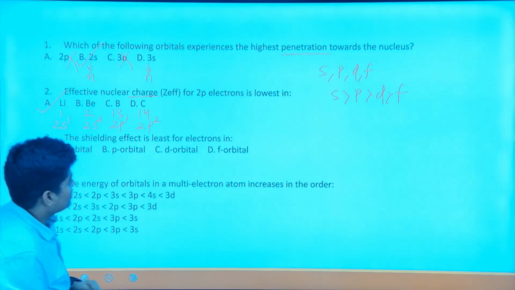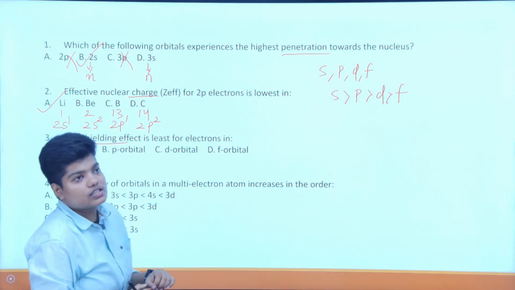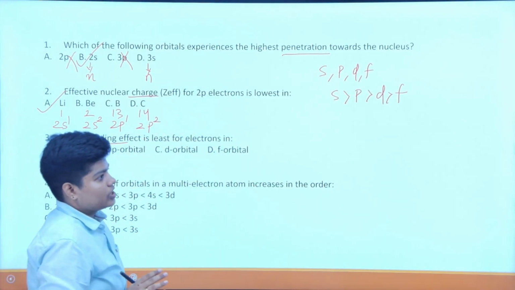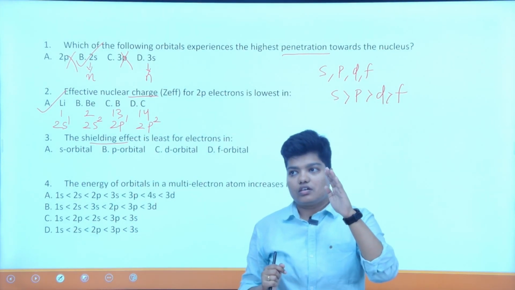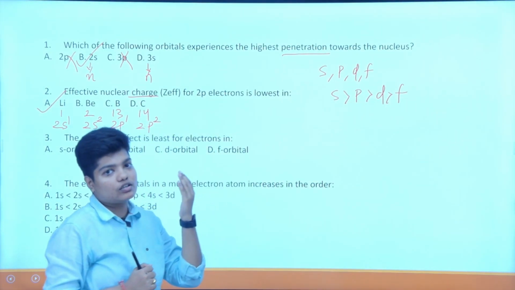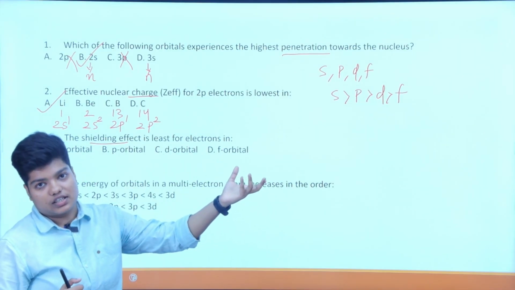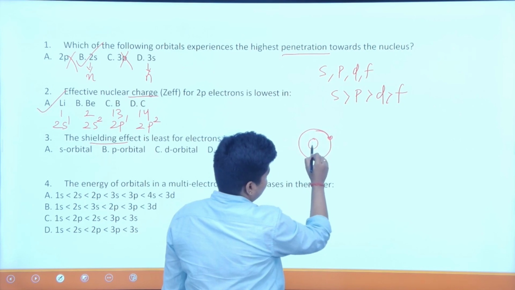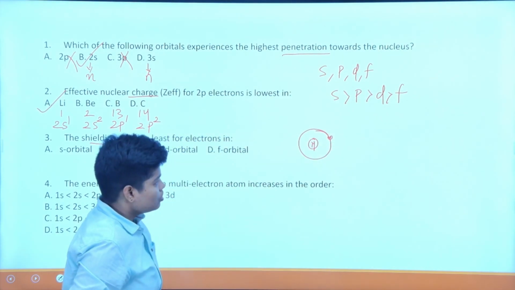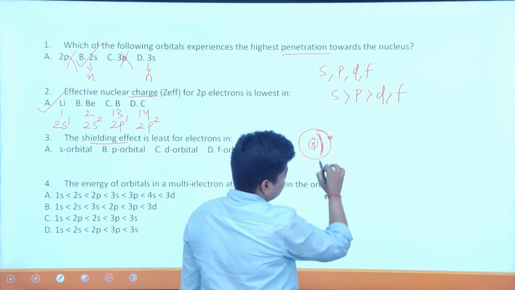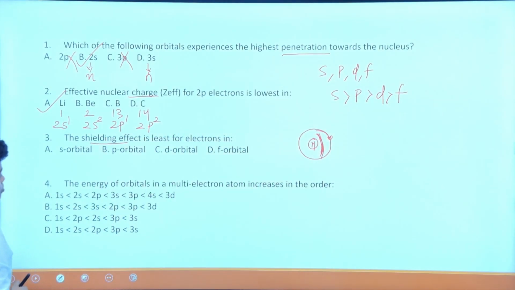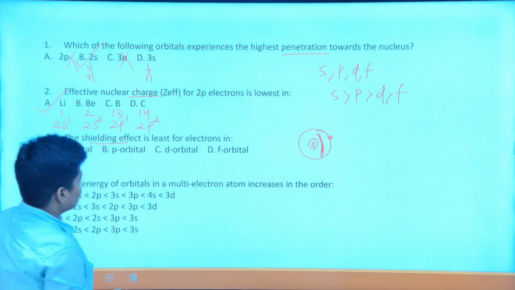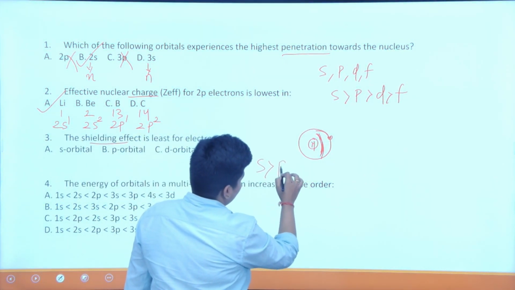Now the third question, the shielding effect is least for the electron. Now what is the shielding effect, or we can also say screening effect? Shielding or screening means the screening in the middle part between the nucleus and the valence shell electron. Let's suppose an atom has the nucleus and the valence shell electron. The orbitals are shielded between the nucleus and the electron. So the shielding power will be more in the case of s.